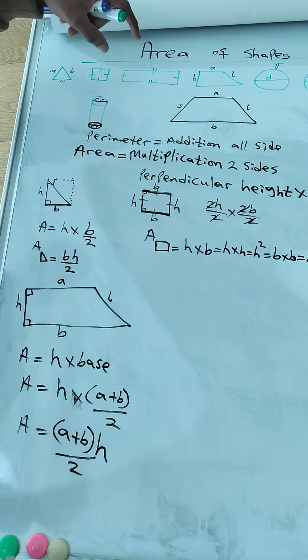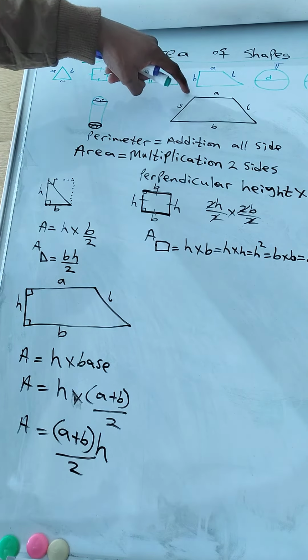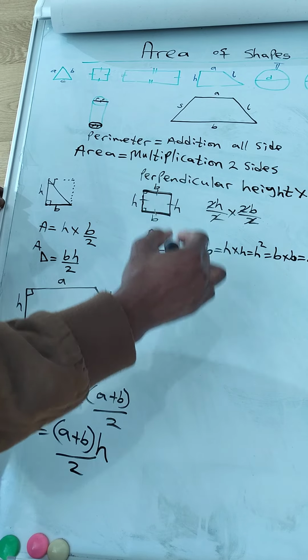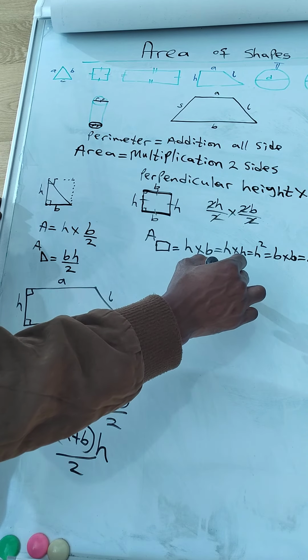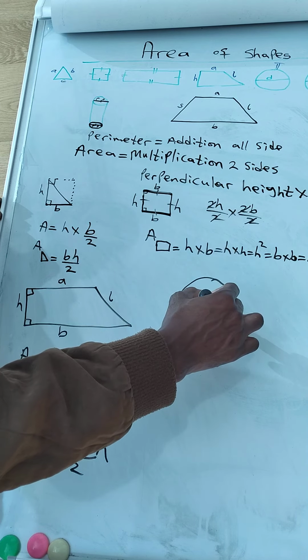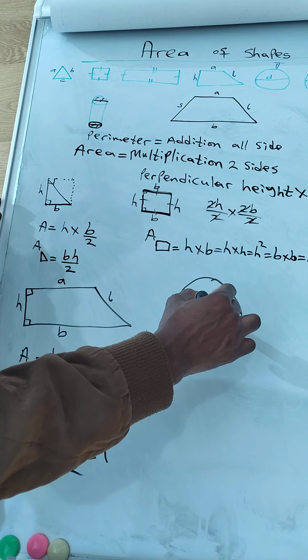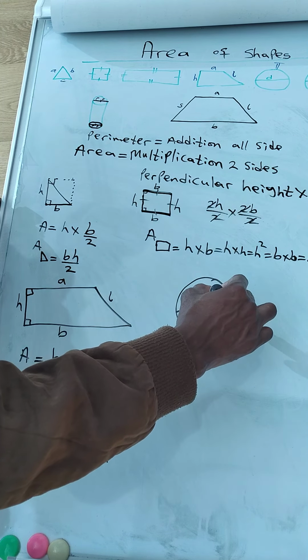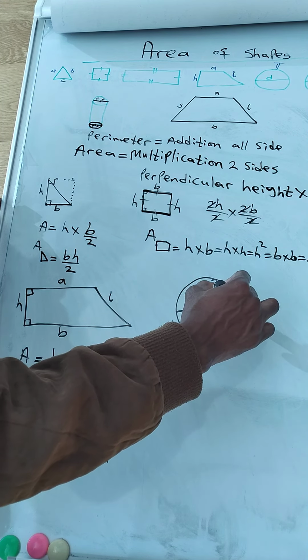Now let's look at the other one. This one is trapezoid. Before that, let's quickly do the circle. And always try to label in the simplest formats.